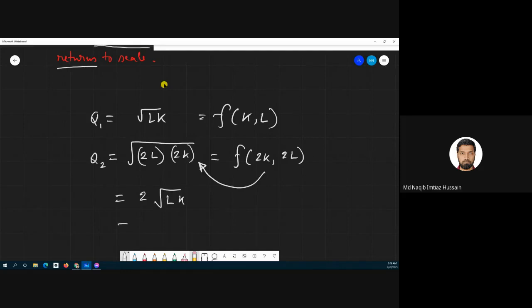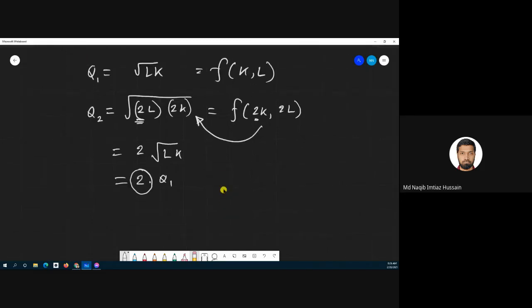2L, 2K means you have 2 times of Q1, right? So what happened? You had a factor of 2 in the input section, and that same factor you got in the output. Input doubled, output also doubled. And this is known as returns to scale.